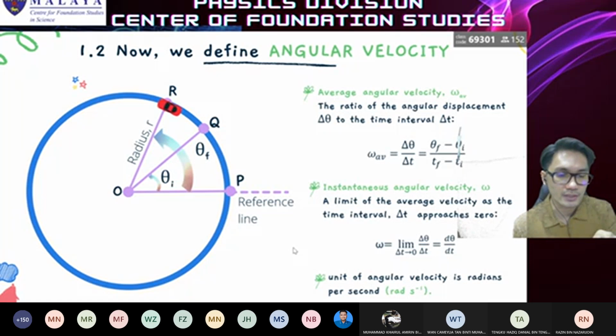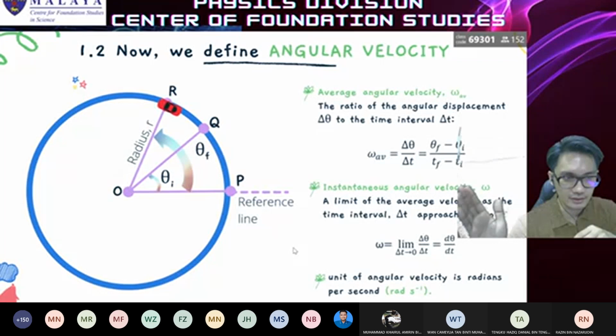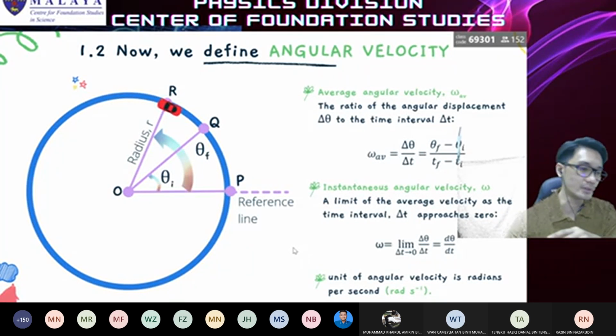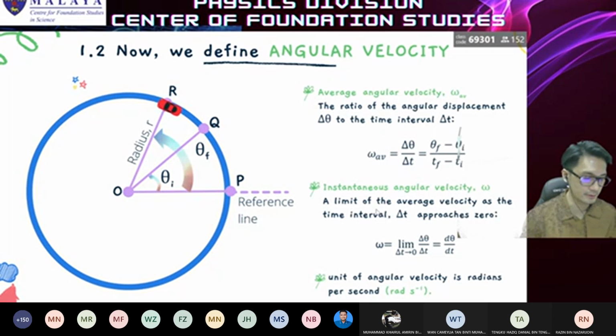But instantaneous means at a particular time. For example, what is the velocity that you run at a distance of 3 meter after the starting point. So at a specific time, t is equal to what second, maybe 2 second, what is your velocity. Okay, that is instantaneous. So that's why we use differentiation. But don't worry, I will show you an example of an instantaneous angular velocity question.